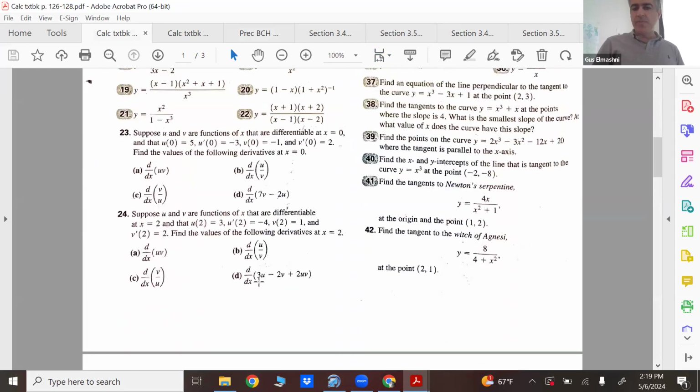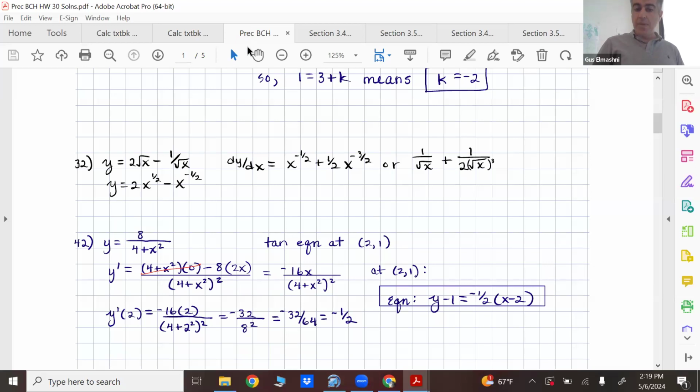And 42, you have that right there. Just plug in 2 and 1 to find the slope of the tangent line. Then when you write the equation of the tangent, please put it in point-slope form. That makes it easier.